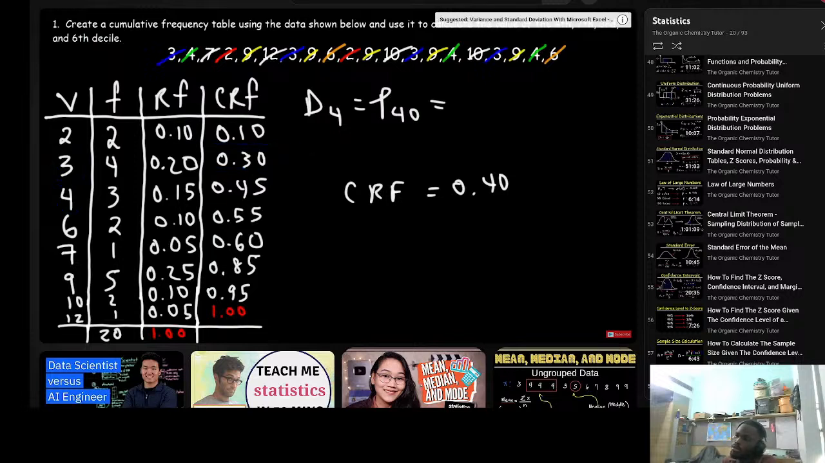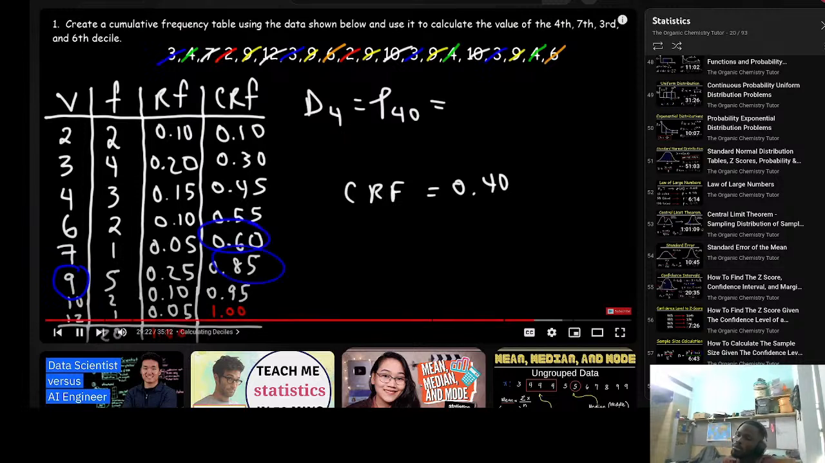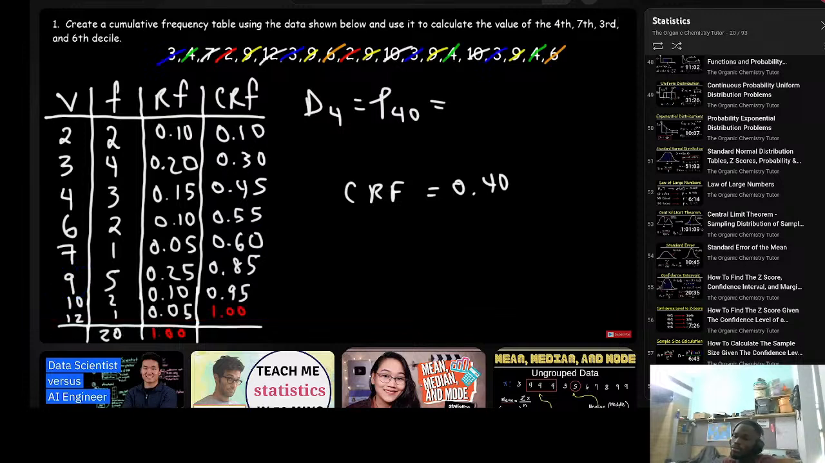However, if you want to find a percentile that is between 2 cumulative relative frequency values, it's going to be the higher of the 2 numbers. 4 is between a percentile of 30 and 45. The value 6 is between a percentile of 0.45 and 0.55, or 45 and 55. So the value of 9 is between the 60th percentile and the 85th percentile. But if you want to find, let's say, the 85th percentile, it is the average of 9 and 10.